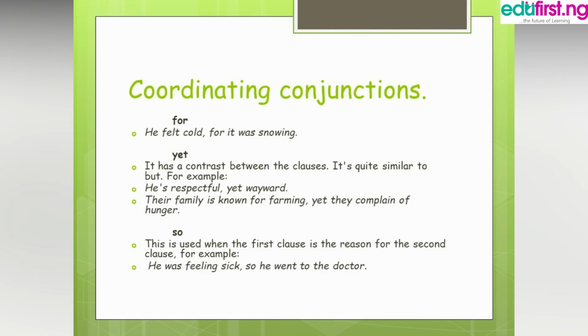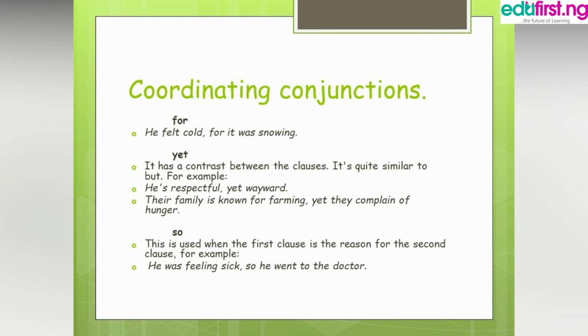So, which is the last of them, is used when the first clause is the reason for the second clause, as shown in this example. He was feeling sick, so he went to the doctor. If he wasn't sick, he would not have gone to the doctor. So that is telling us that one is dependent on the other. One gives reason for the other to exist.